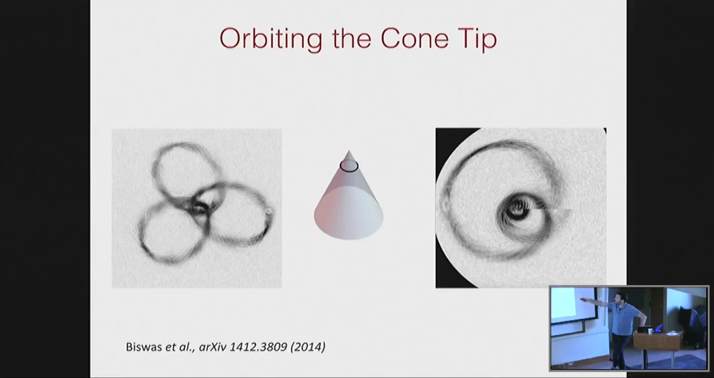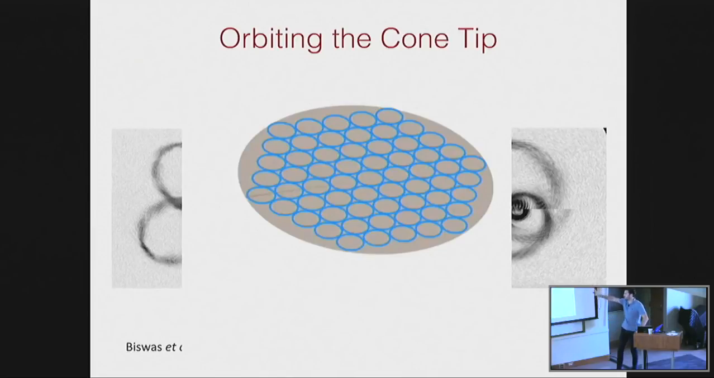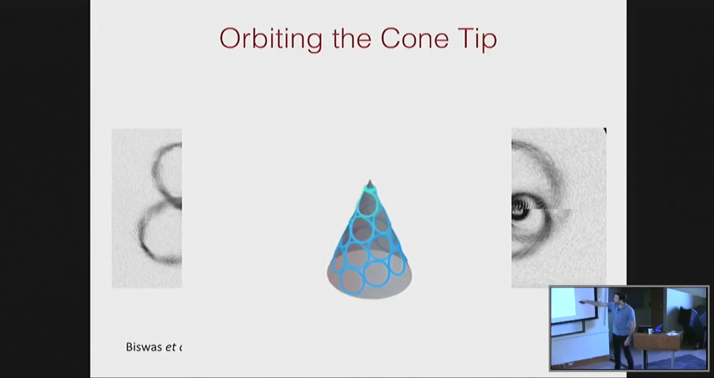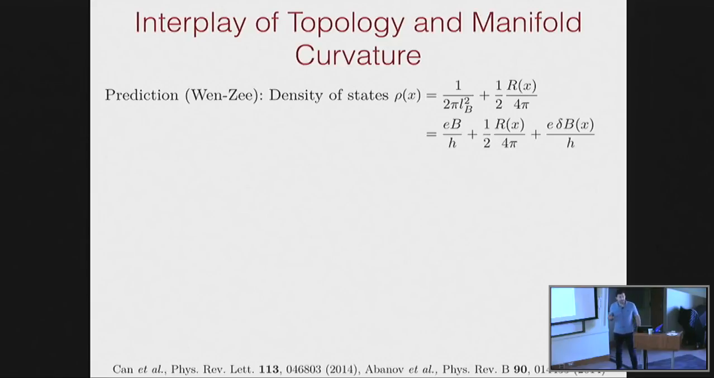So the area enclosed by this orbit has gone down, right? So what that means is that effectively the density of states has gone up at the cone tip compared to everywhere else in the system. And you can understand this. This is sort of a naive classical depiction of a lowest Landau level with a bunch of little cyclotron orbits. I'm going to cut out a third of the plane and just wrap it on itself. And what you can see is that this orbit at the tip has a smaller area than the other ones. Okay? And this was actually predicted in the early 90s by Wen and Zee.